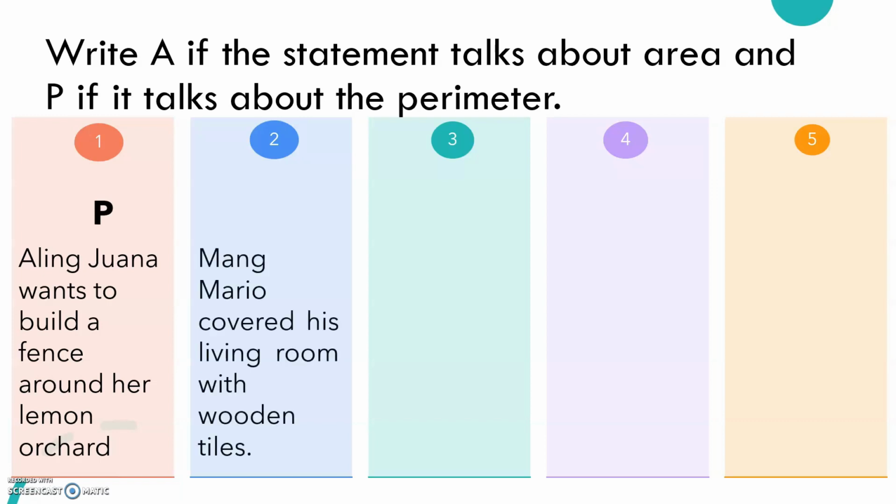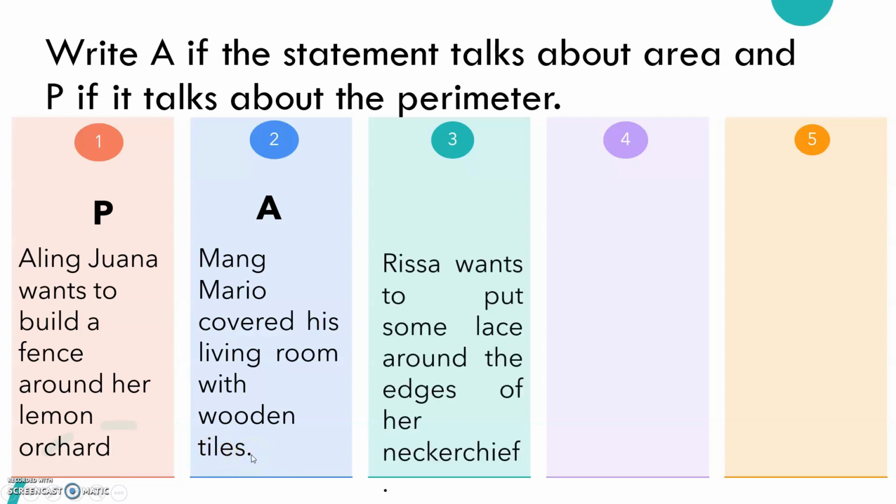Question number 2, Mang Mario covered his living room with wooden tiles. The answer is A or area. So, saan ba nilalagay yung tiles? Sa space or dun sa sahig. Okay, next. Riza wants to put some lace around the edges of her neckerchief. The correct answer is perimeter.